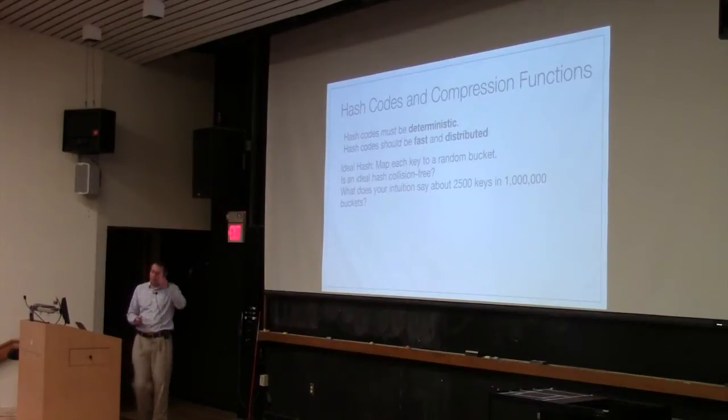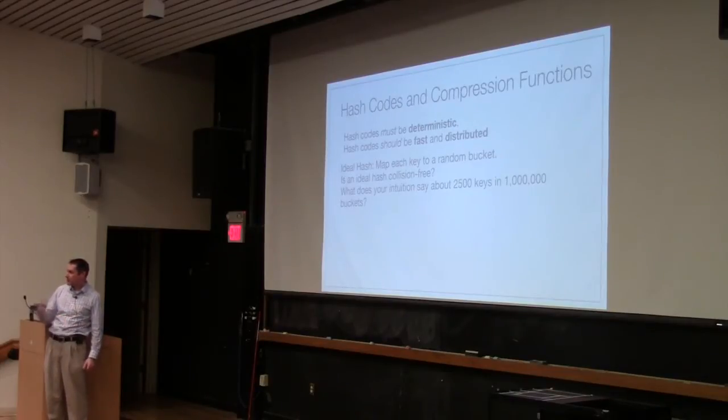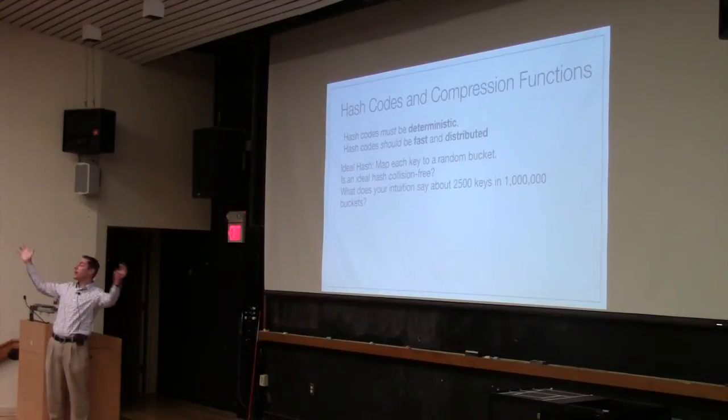Okay. Another little review from yesterday. Hash codes must be deterministic. We already talked about that. Okay, you've got to do this, get the same value out every time. Not that hard to do. They should be fast and they should be distributed. You don't want to bunch people up next to the 9. You want to spread them out over all the different buckets.